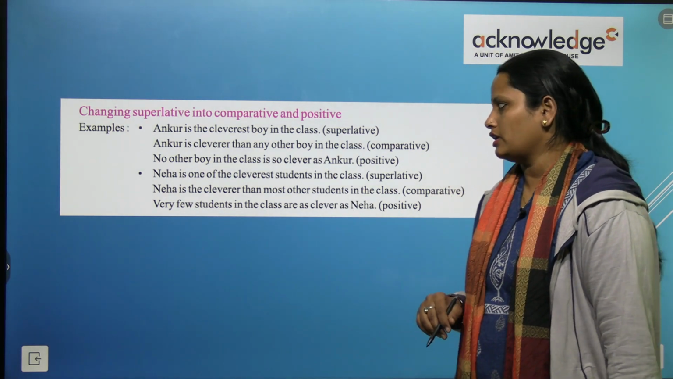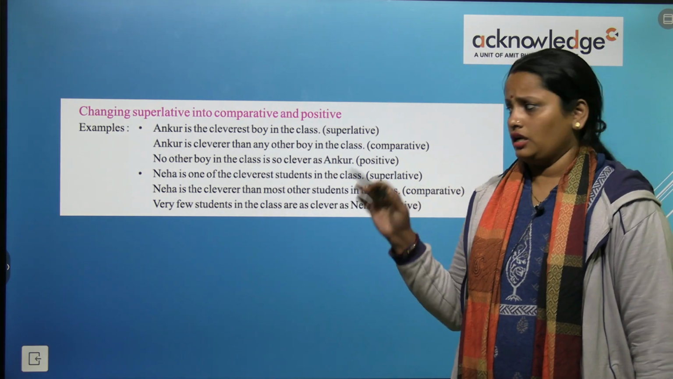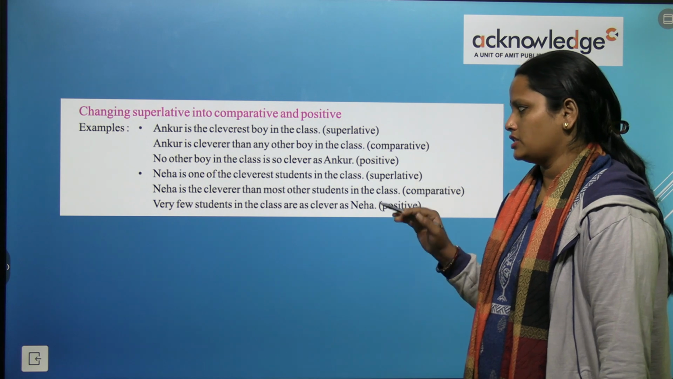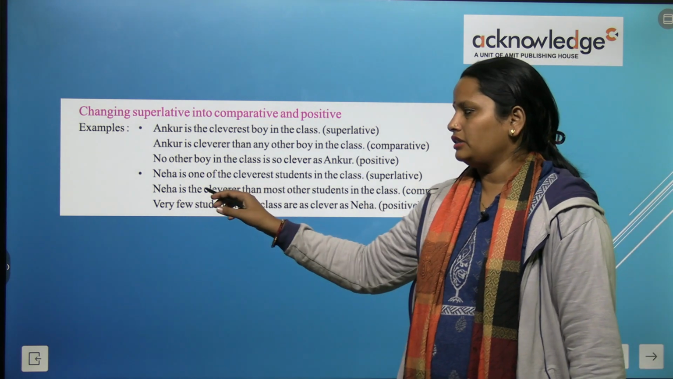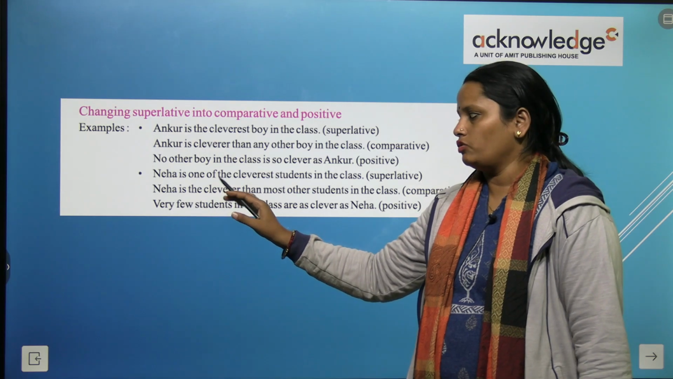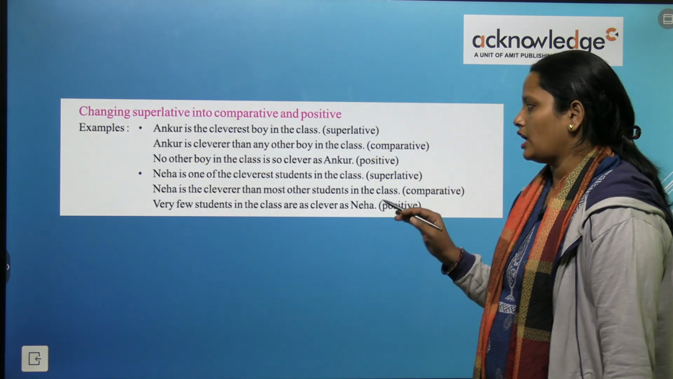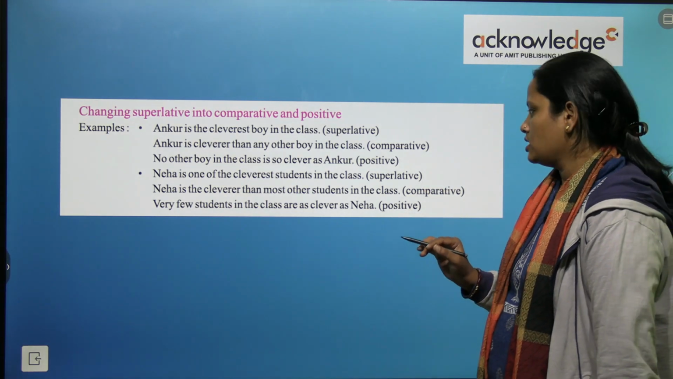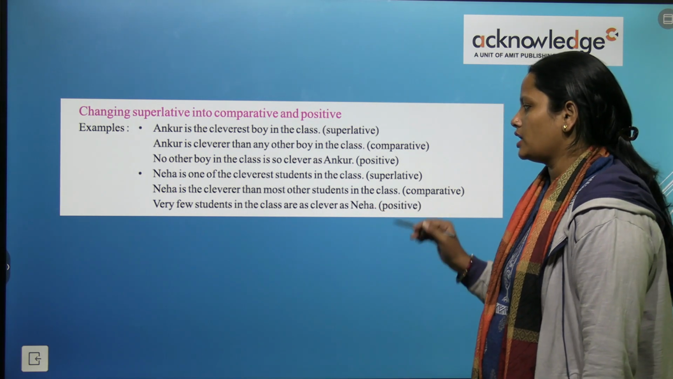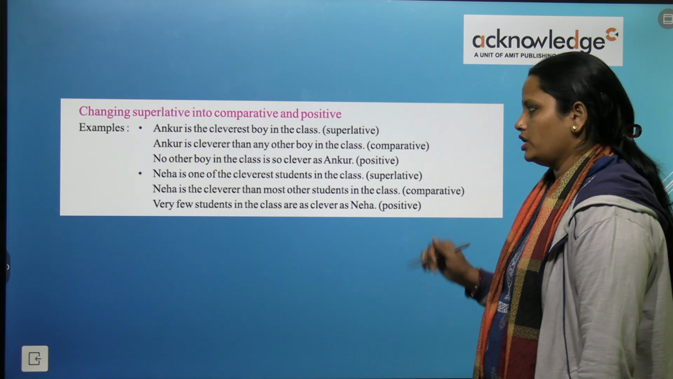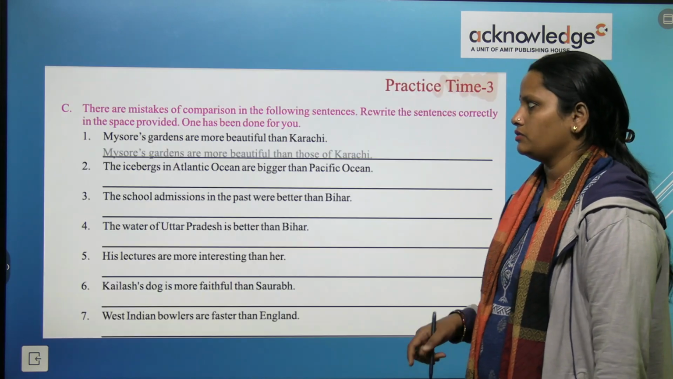Similarly, Neha is one of the cleverest students in the class. Neha is cleverer than. Now here "the" will not come. You have to remove this. Neha is cleverer than most other students in the class. This is the comparative degree, and very few students in the class are as clever as Neha. So this is the positive degree.